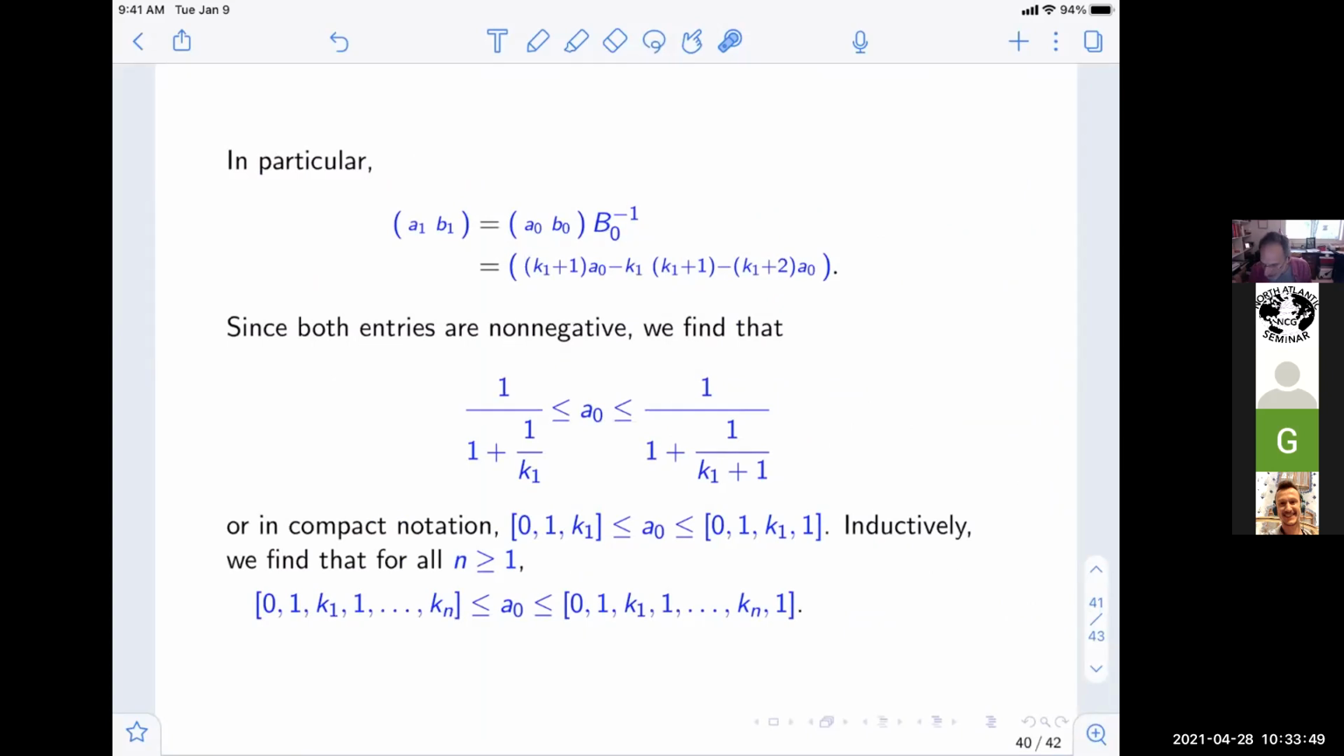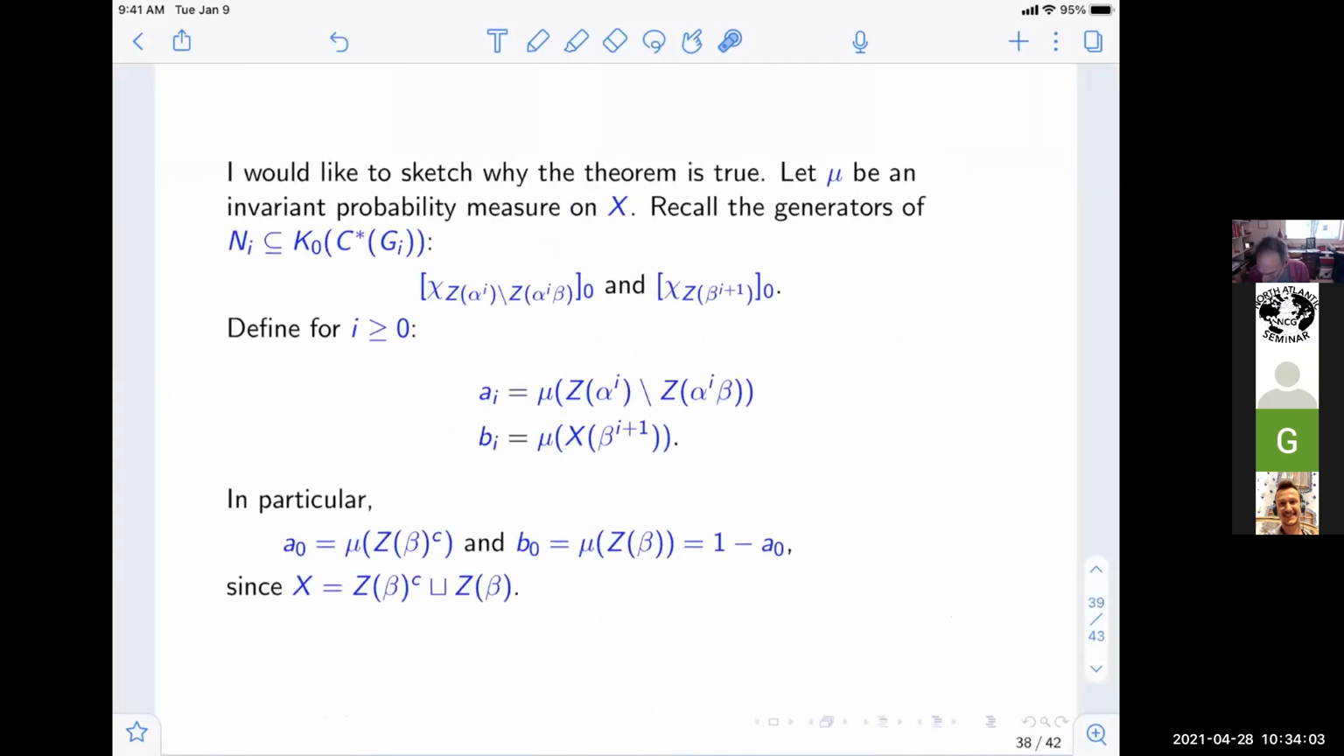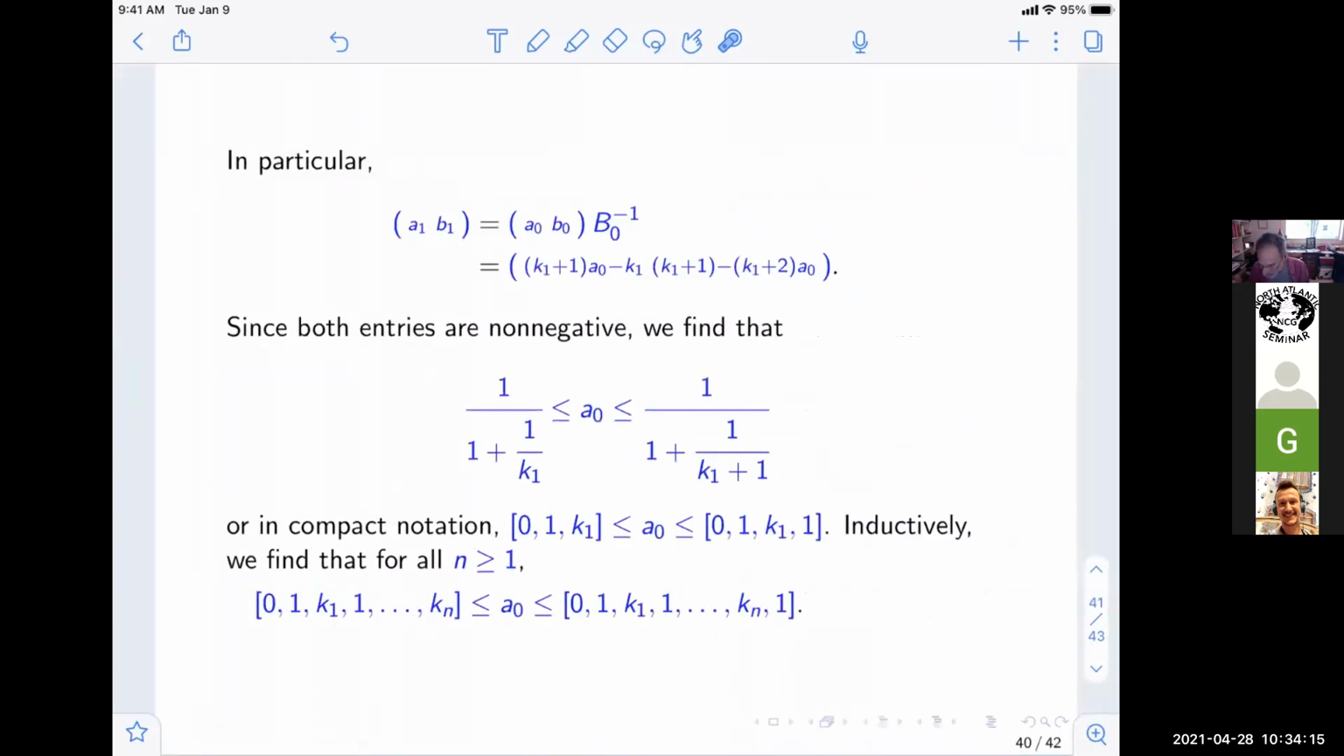But A_1 and B_1 are measures of sets. They must be non-negative. So these two quantities must be non-negative. And if you write down what that means, you get this pair of inequalities for A_0. Remember what was A_0? A_0 was just the measure of this specific set in X. All the directed hereditary sets that don't contain the element beta or beta 1. Okay, so if we write it in the notation for continued fractions, it looks like this.